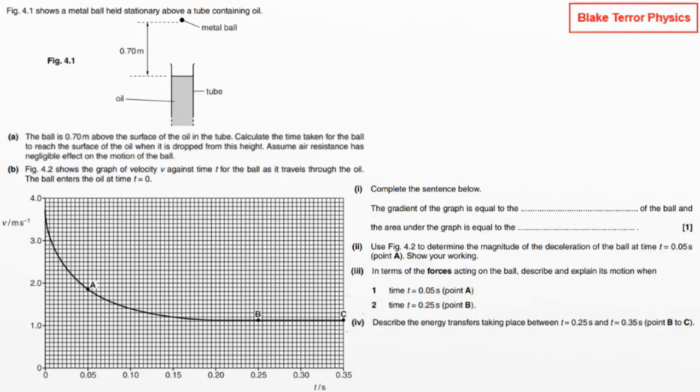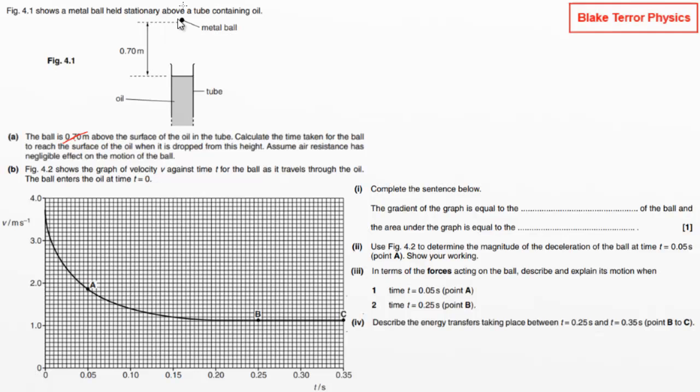We've got a metal ball held stationary above a tube of oil. Okay, we're going to drop the ball in there, and this must be describing what's happening before and after. So the ball is 0.7 meters above the surface. We've got that. Calculate the time taken for the ball to reach the surface of the oil when it's dropped from that height, assuming air resistance is negligible.